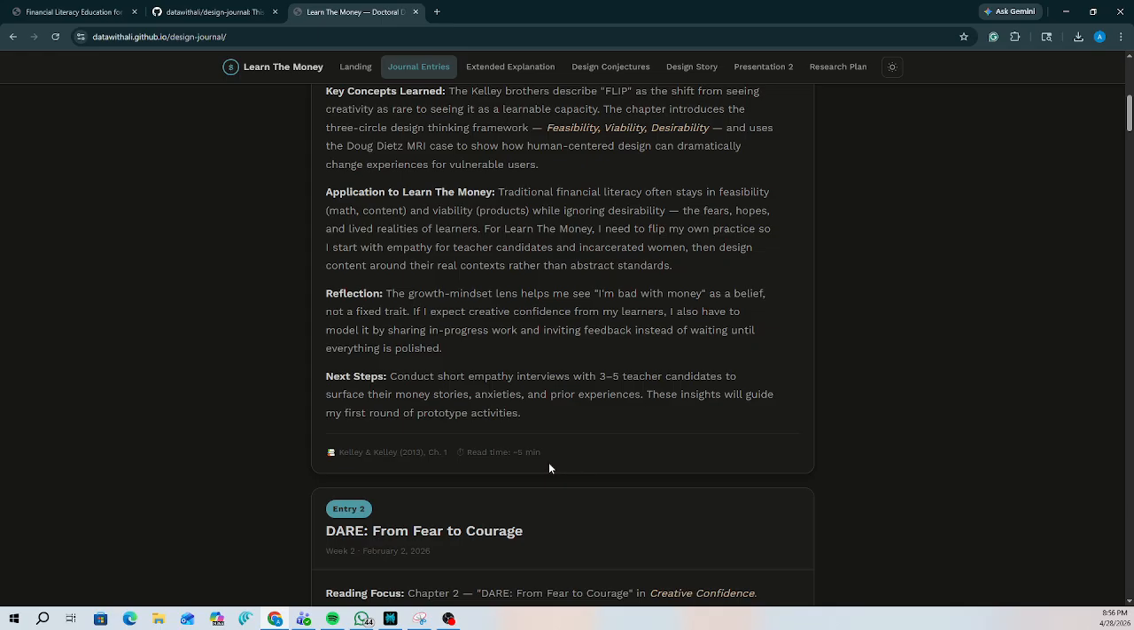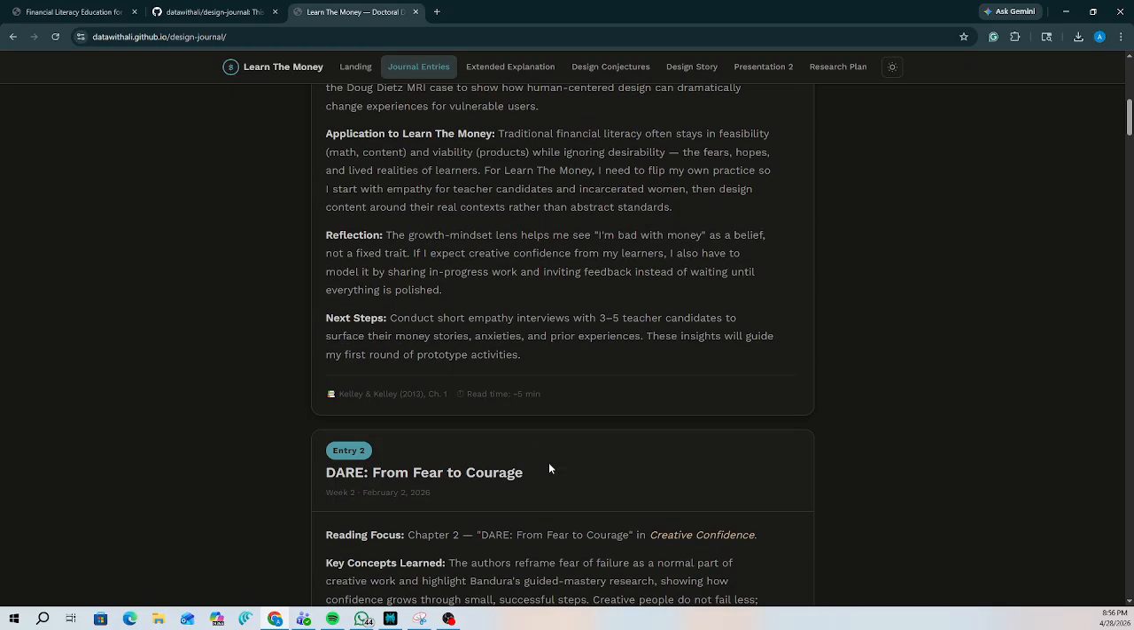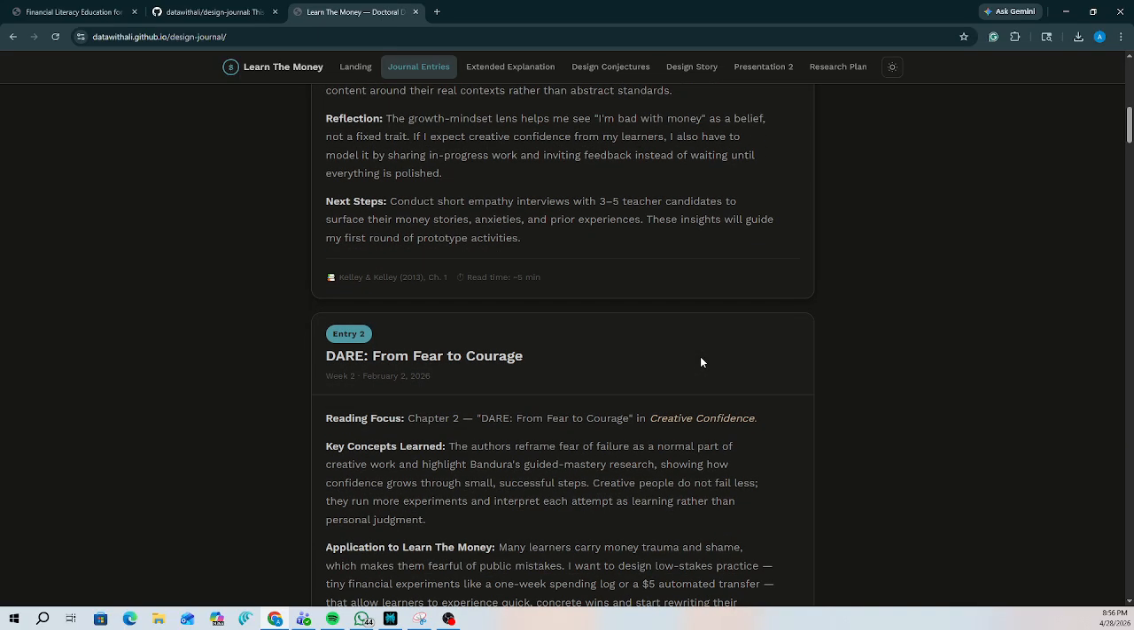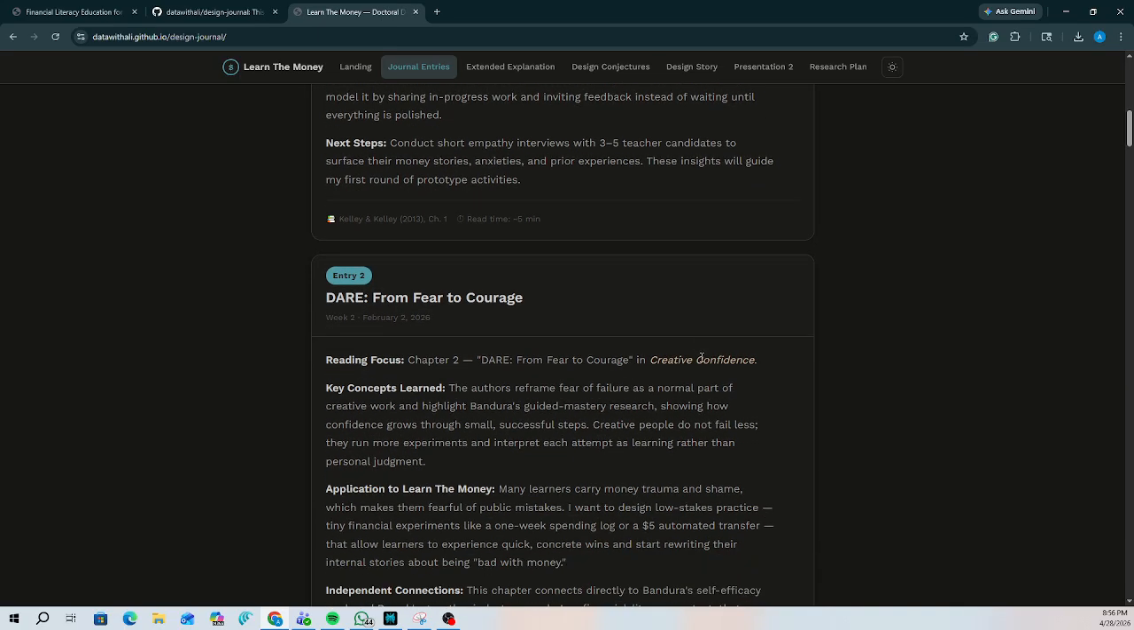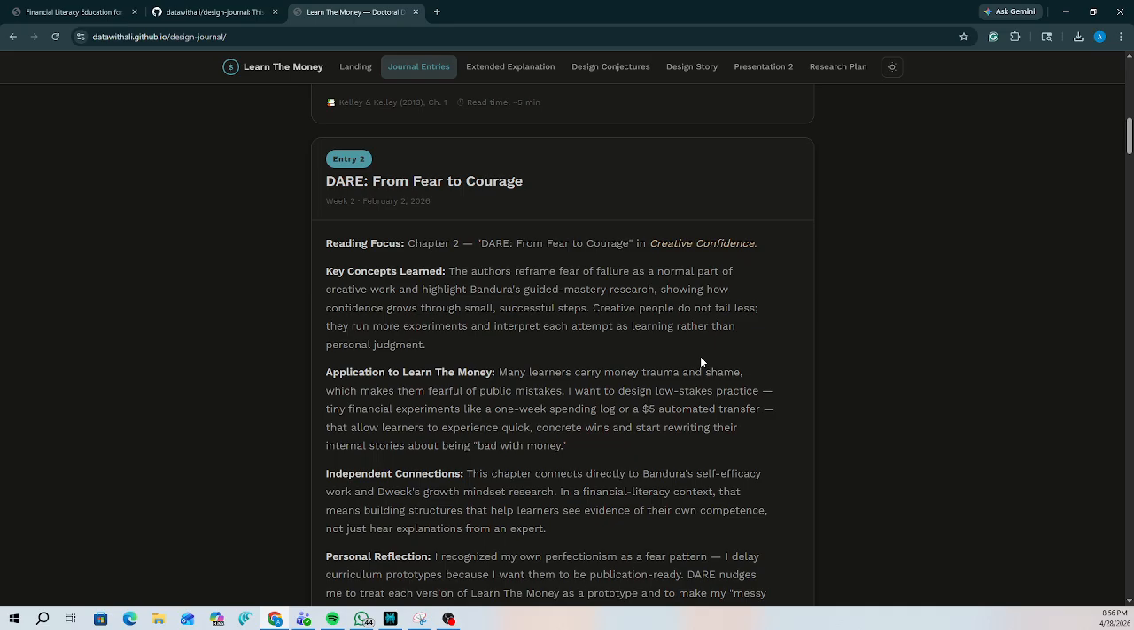The entries also foreground how theory and practice interact. For example, some entries explicitly connect back to readings on design-based research, creative confidence, or the design of everyday experiences, and then show how these ideas shaped concrete changes. Overall, this page invites the visitor to move through the evolving design process and see growth over time, rather than just being presented with a polished final product.